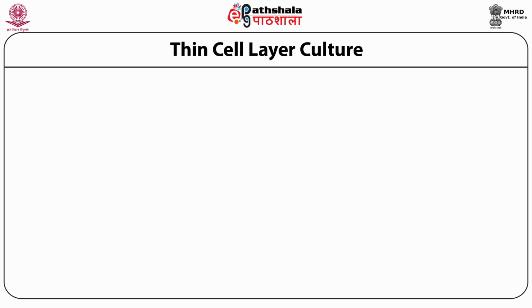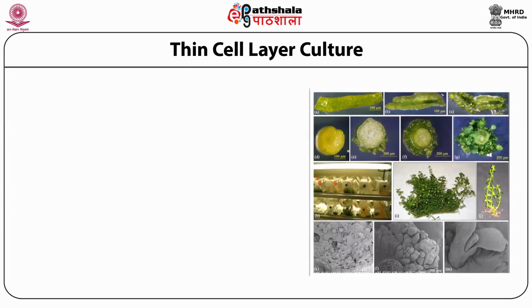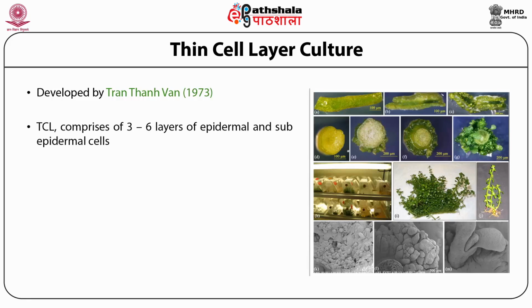Now let's discuss another important way of culture, and that is thin cell layer culture. The technology was developed by Tran Thanh Van way back in 1973, which we call thin cell layer culture, TCL. TCL comprises 3 to 6 layers of epidermal and subepidermal cells, because usually if you take the epidermal layer alone, it fails to survive. So therefore, one has to take a few layers.